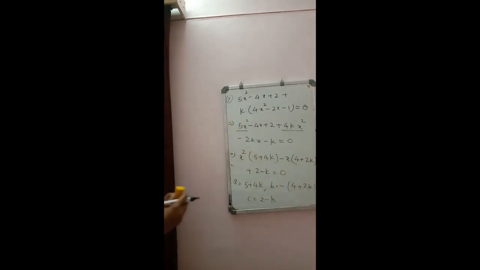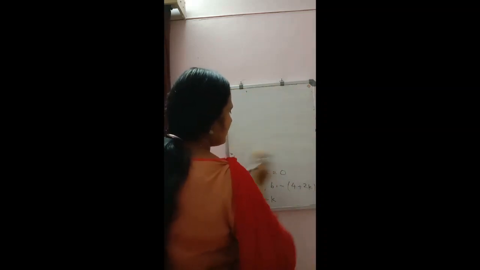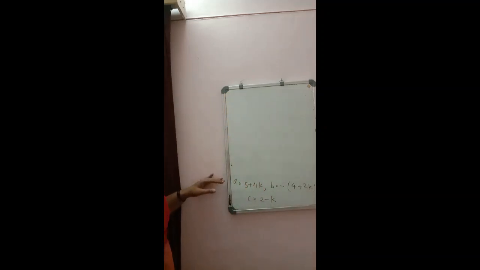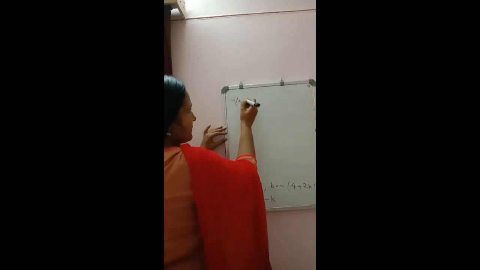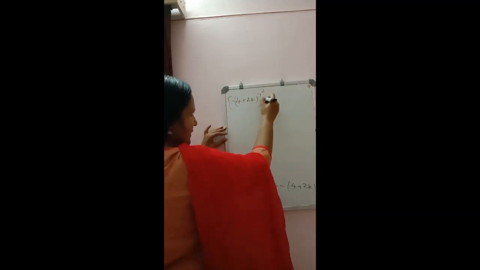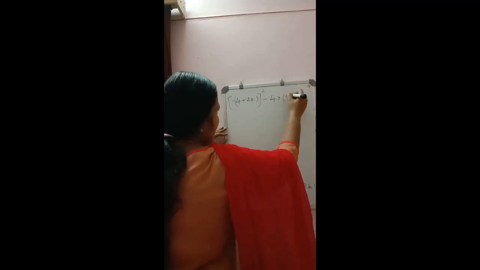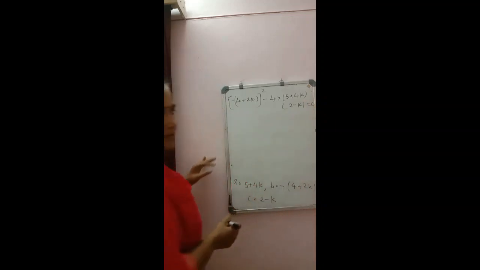Now again we will write down the condition for real and equal roots. b square minus 4ac equal to 0. We will substitute the value b square. So it will be equal to minus of 4 plus 2k the whole square minus 4ac. 4 into, in place of a we have 5 plus 4k, and in place of c we have 2 minus k is equal to 0.